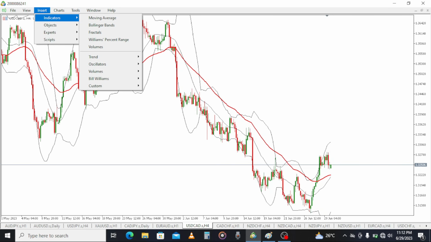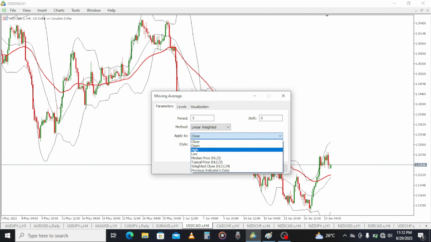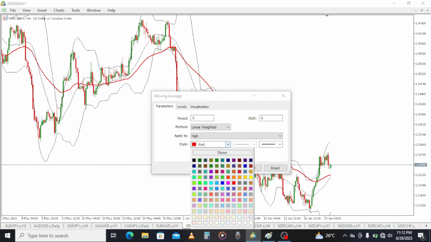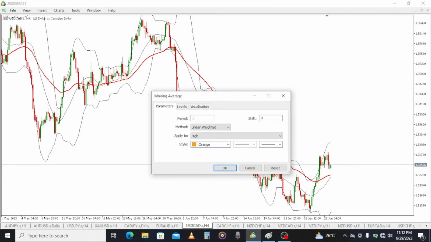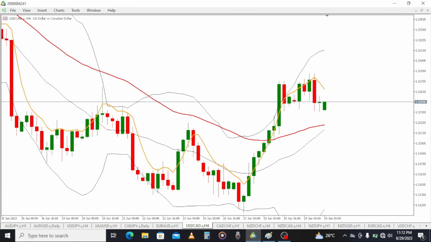So next we are going to add our moving averages. The first setting is period 5, and the method should be linear weighted, and apply to high. We should choose a lighter color because this is our 5 high. And as you can see on the chart, we have our 5 high on the chart.